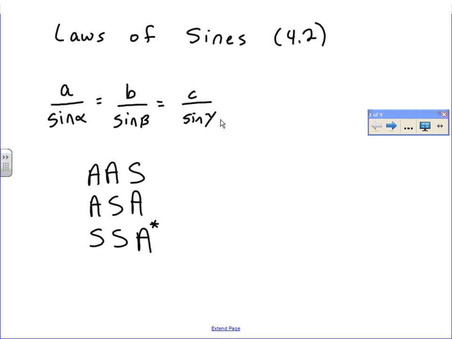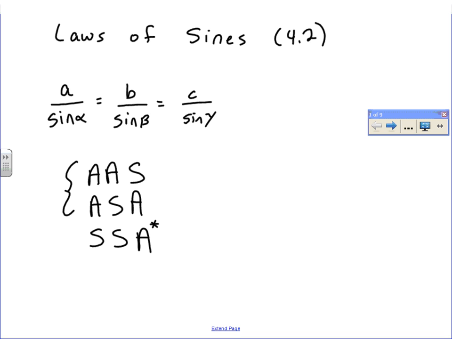And so what you have to do with side-side-angle is determine how many triangles you have first. It could be that it couldn't make a triangle, it could make one triangle, or it could make two triangles. And again, that's just going to be the next lesson. So that's the part of lesson 4.2 that I'm putting off. We're only going to talk about these two cases today. The other one, the bad one, we'll get to later.